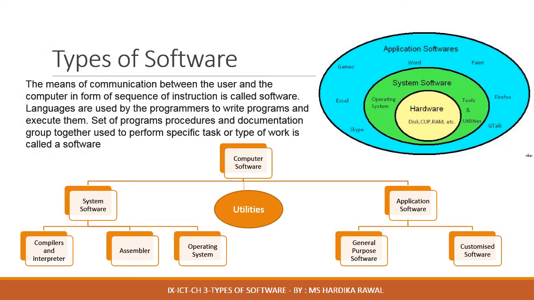Let us know what the software is. The means of communication between the user and the computer in the form of sequence of instructions is called software. Languages are used by the programmers to write the sequence of instructions called programs and execute them. A set of programs, procedures, and documentation grouped together used to perform specific task or type of work is called a software. Softwares can be classified into three types: system software, utilities, and application software, which are furthermore classified into their subcategories. Let's explore all of it.